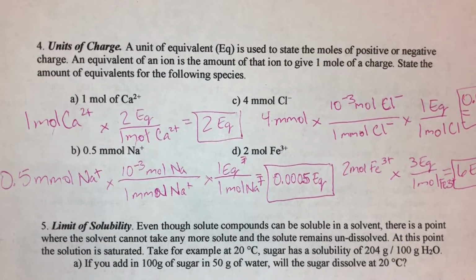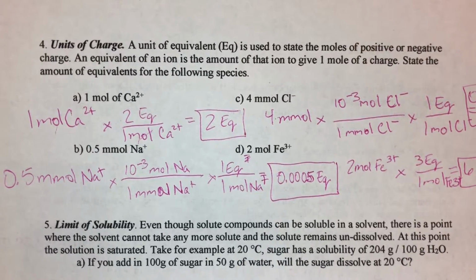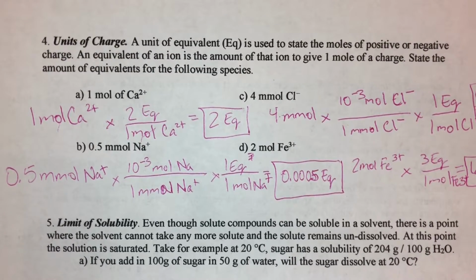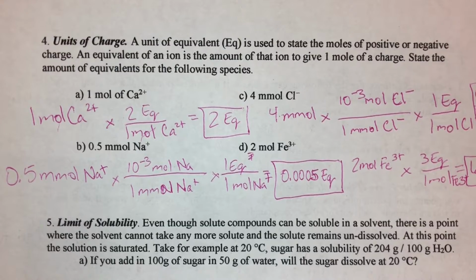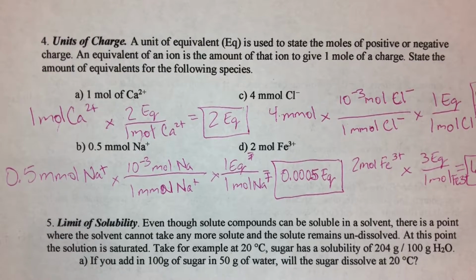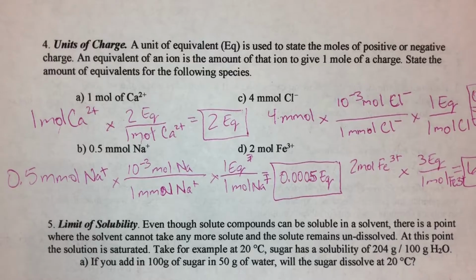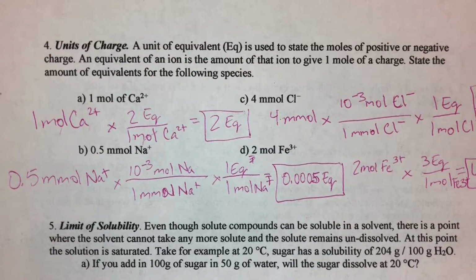So now we're going to be talking about units of charge. We're going to be talking about how a unit of equivalent is used to state the moles of positive or negative charge. An equivalent of an ion is the amount of that ion to give 1 mole of charge. State the amount of equivalents for the following species.